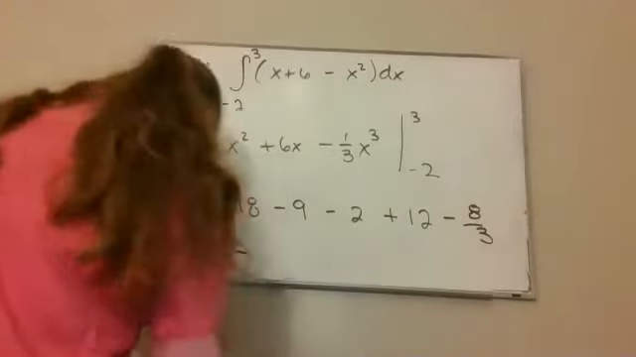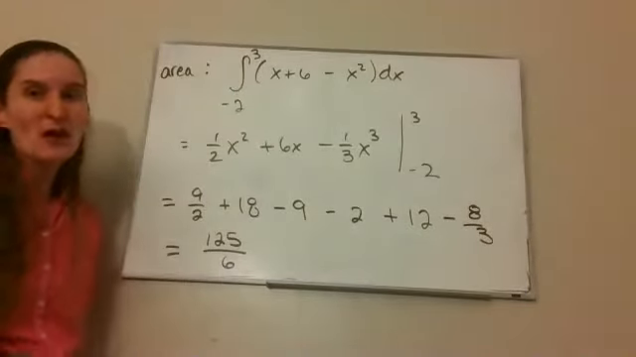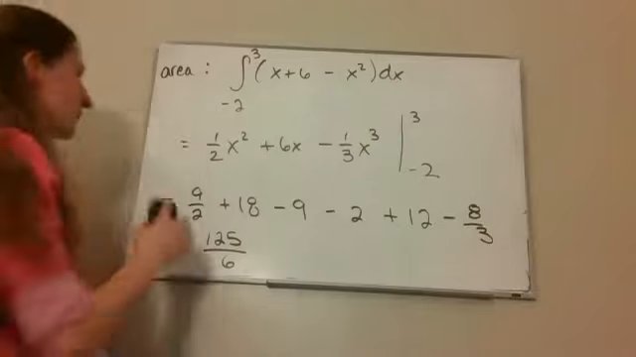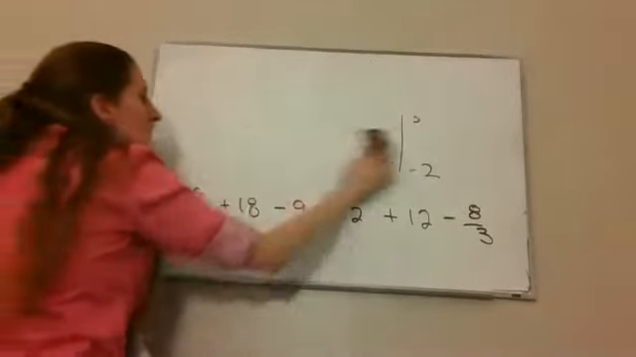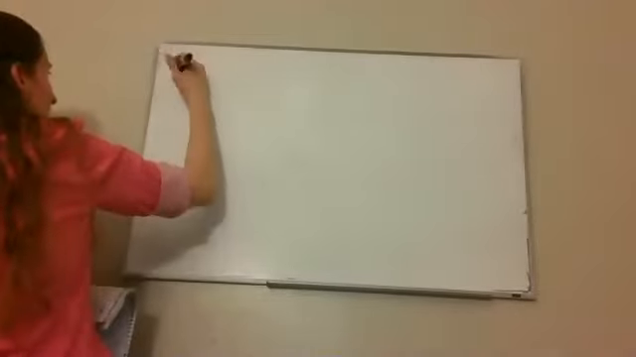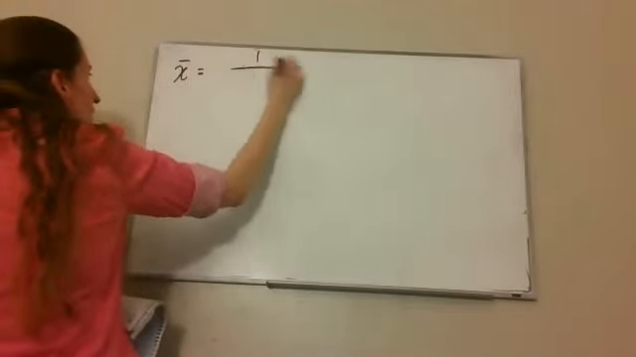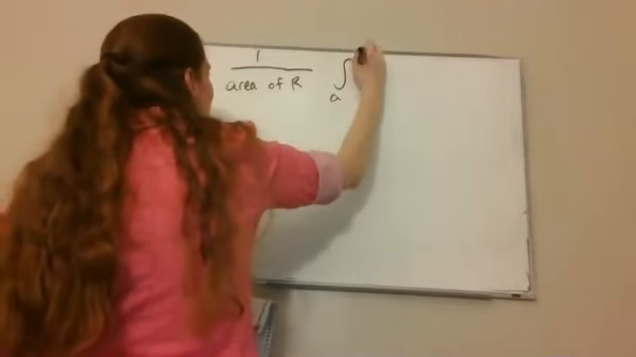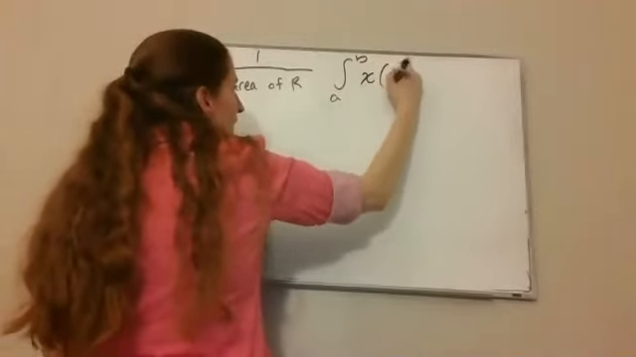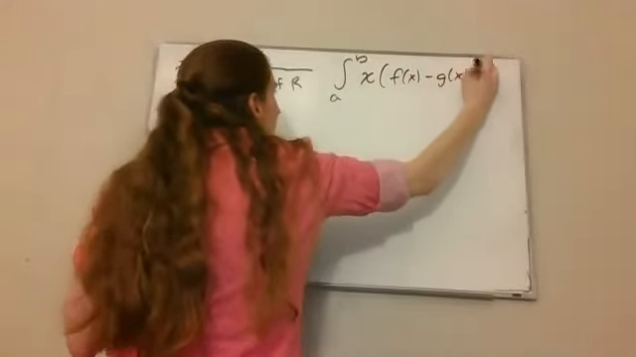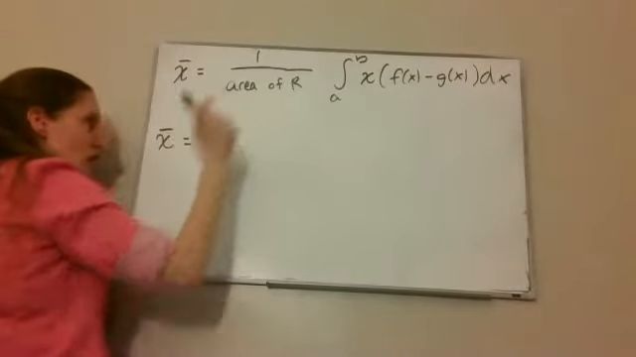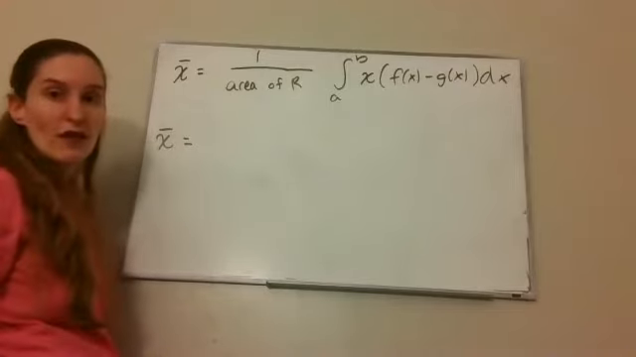Now, we still have to find the centroid, which means we still have two more integrals to go. We have to find our x bar and our y bar, but we needed this area in order to find those. So let's write down the formula for x bar again. Your x bar is supposed to be 1 over the area of R times an integral from a to b of x times f of x minus g of x dx. So filling in our information, we just found that the area of R was 125/6.